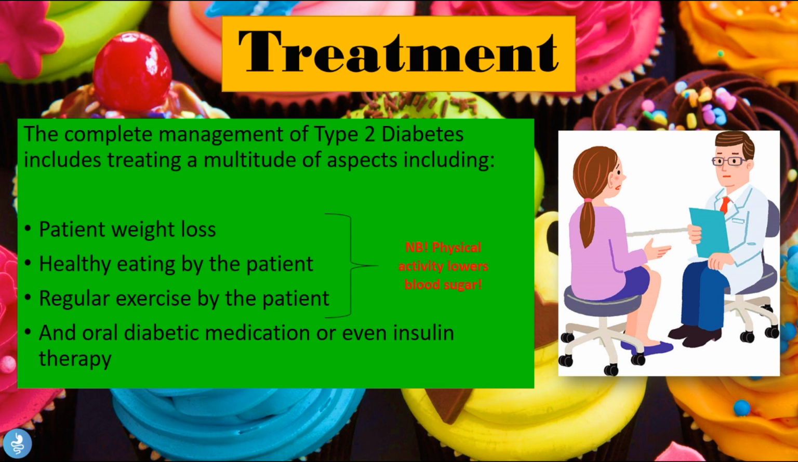The weight loss, healthy eating, and regular exercise are very important because physical activity and decreased weight will automatically lower the blood sugar. So we advise the patient to start off with some small exercise routines, at least 3 times a week. We give them a dietary plan to follow, which can help them lose weight and eat healthier. And of course, we can supplement all of this with the prescribing of some diabetic oral medications. So let's explore those a little further.